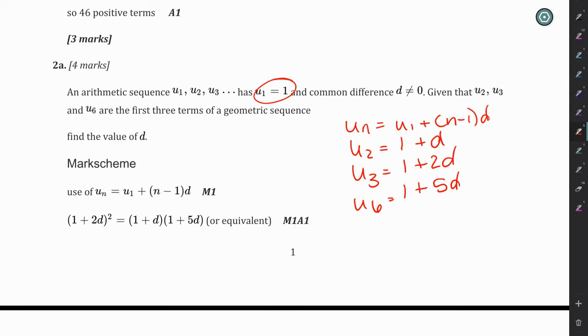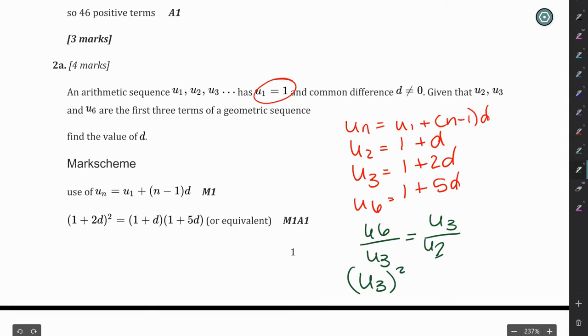Now, if we have an arithmetic sequence, we know that u2 minus u1 will equal u3 minus u2. With geometric, instead of subtracting, we divide. So u6 divided by u3 will equal u3 divided by u2. To solve a proportion, we cross multiply. So when we cross multiply this, we find out that u3 squared will equal the product of u2 times u6.